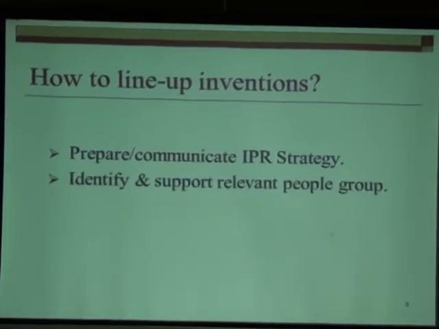Identify and support relevant people groups. We have to prioritize. We received nearly 5,000 ideas last year, but we could file only 270 patent applications. What happened to the rest? We were very happy that the inventors' participation was very high, but that was not sufficient. Next year we have to make sure they also create really good quality inventions.